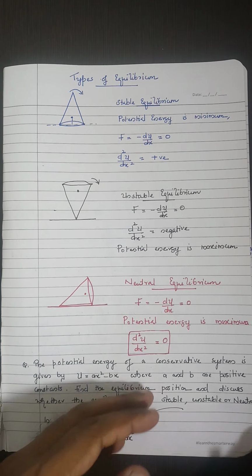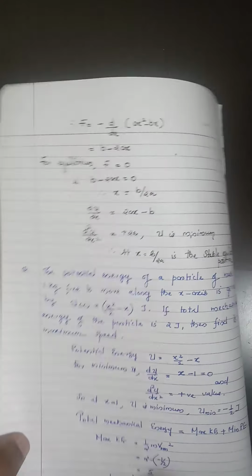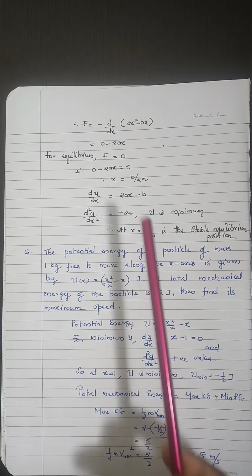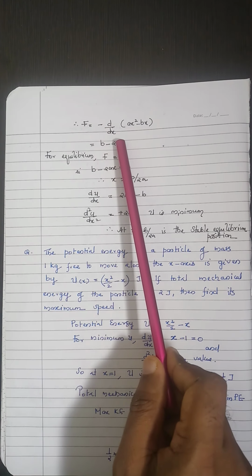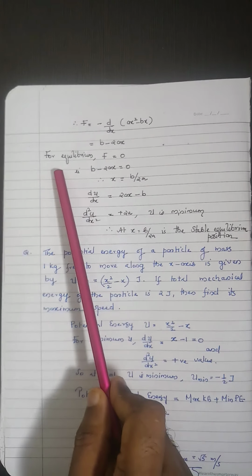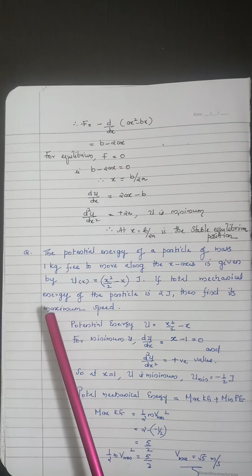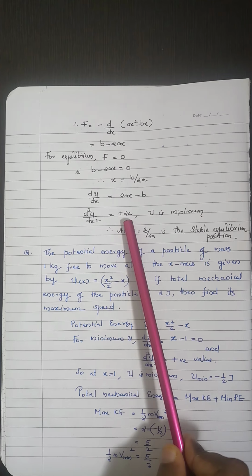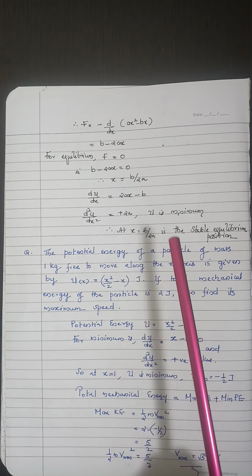In the case of a conservative field, the force is the negative gradient of potential energy. So you can find F by differentiating: minus d by dx of ax square minus bx. But for equilibrium, F should be equal to 0. So that position is b by 2a. Differentiating once more, you get a positive value, so we can say that position is a stable equilibrium.